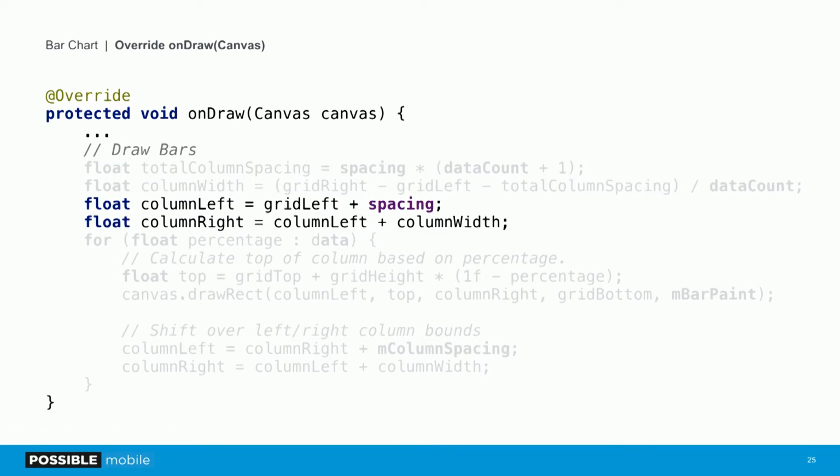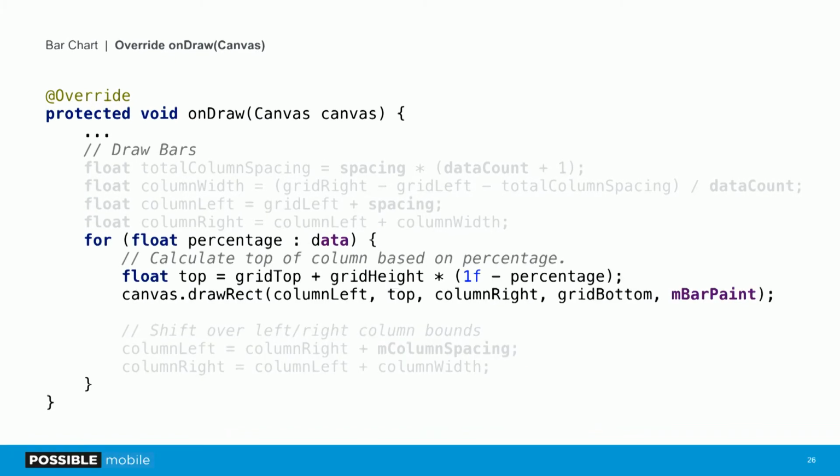The way we're going to draw this is we're going to start with the leftmost one and then move it over and over and over. Same as we did with the guidelines, we know we're always going to draw from left to right, and we're just adjusting the Y. Here, we know we're always going to draw a rectangle from the bottom to some top with the left and right. So we're going to start our left with the left of the grid plus some spacing, and then the right of that column will be the left plus the width of the column that we expect. So now we can start iterating over and drawing each individual bar.